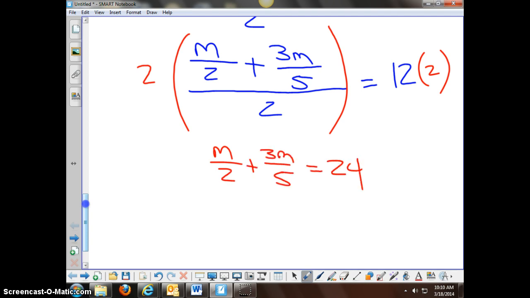This already looks a little bit better, doesn't it? Yeah. But it doesn't look good enough because we don't want fractions, as we talked about in our last problem. So Niall, what's next? So now we found the least common multiple. We multiplied them both by 10.